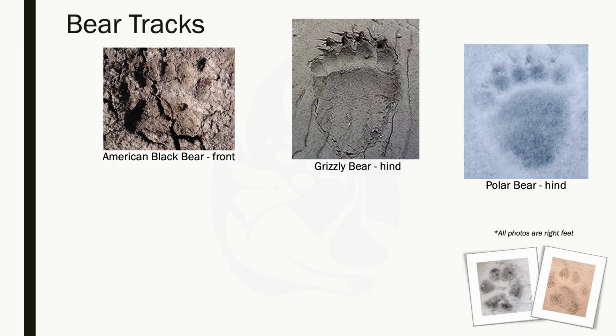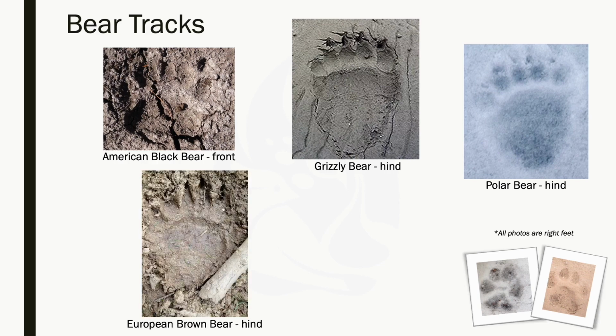Polar bear is the biggest of all the tracks. This, again, is a hind. You're not going to get as much definition typically with the polar bear track because they have lots of fur on their feet, obviously to stay warm. But you can still see both the palm pad and the hind pad, 5 toes, low toe on the inside, and the nail marks. Here's a European brown bear.